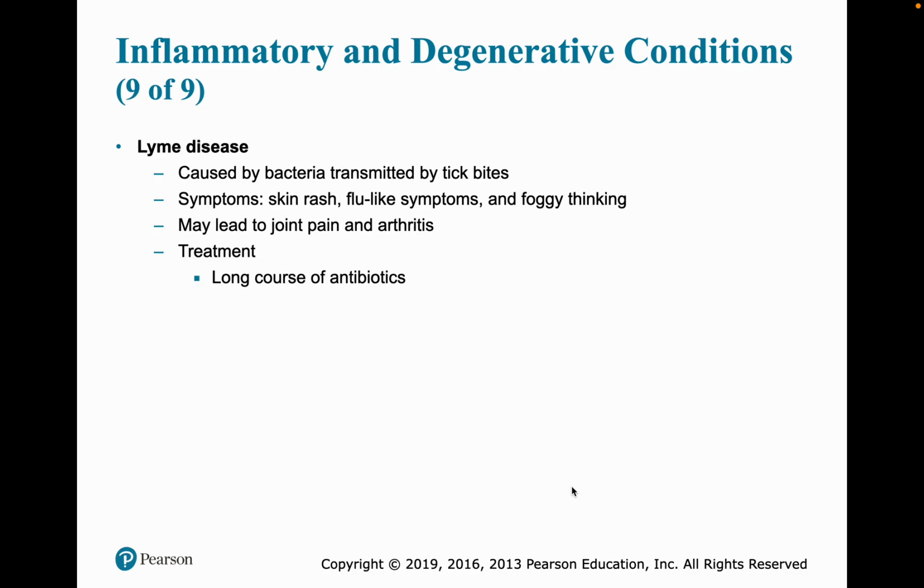Lyme disease is caused by a bacteria that's transmitted by tick bites. It leads to a skin rash, typically the bullseye rash, and flu-like symptoms. That can lead to joint pain and arthritis. A long course of antibiotics typically gets rid of the bacteria, and for most patients, not all, but most patients, those antibiotics also get rid of the Lyme arthritis.